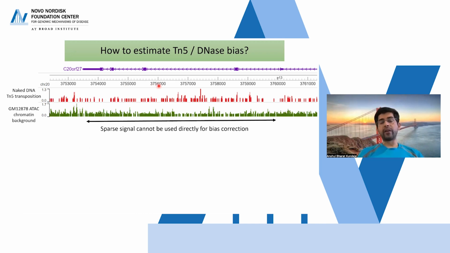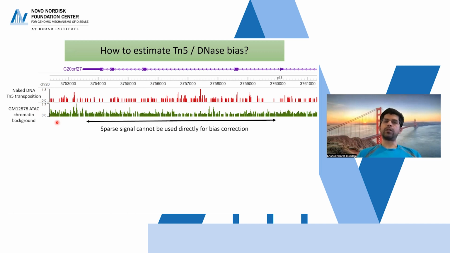So there are different ways in which Tn5 bias has been estimated. One is to take naked DNA and transpose it with Tn5. That gives you some kind of random cutting frequency across the genome. If there were no bias, that would look like a uniform distribution. It definitely is not a uniform distribution. There is very strong bias.